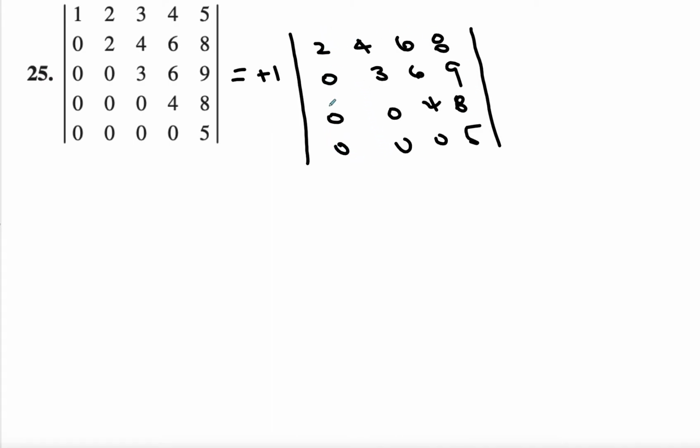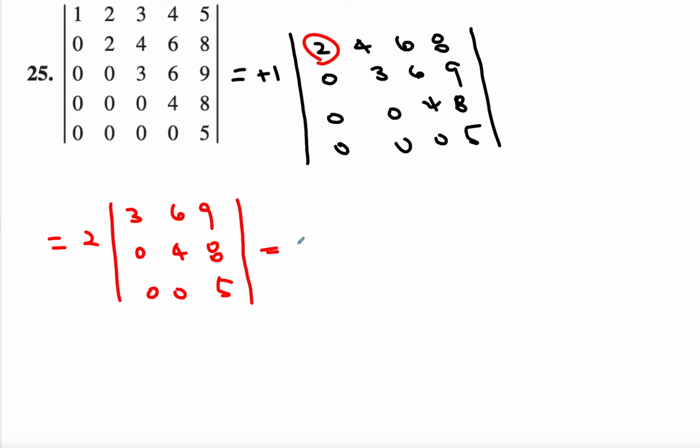Once again, on the first row and first column, I have 0, 0, 0, and I have 2. So I'm going to expand my determinant about this 2. That means this is the same thing as 2 times my minor, which now becomes this 3 by 3 inside over here: 3, 6, 9, 0, 4, 8, and 0, 0, 5. Now 2 was already there.